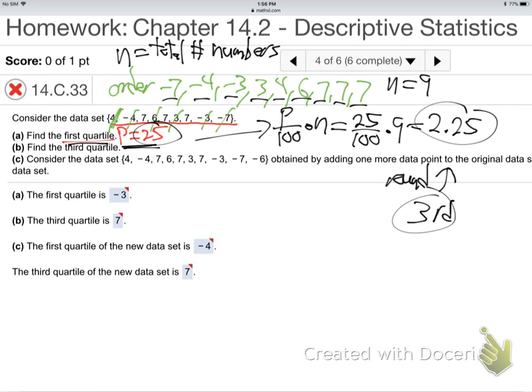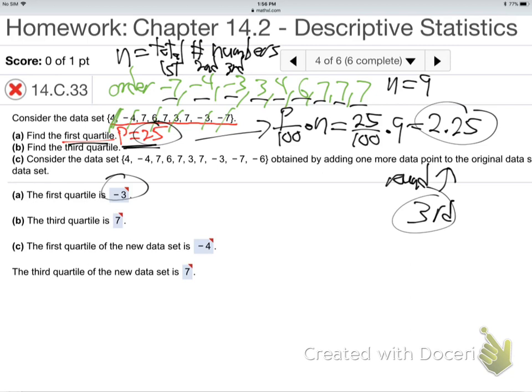That's a road sign. So third number in the data set. Here's the first, here's the second, here's the third. Negative 3. After you line them up, correct? Yeah, it's got to be. That's why putting them in order is so crucial. Got to be in order.